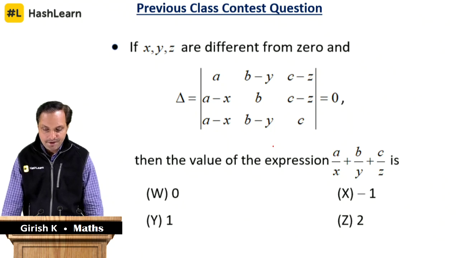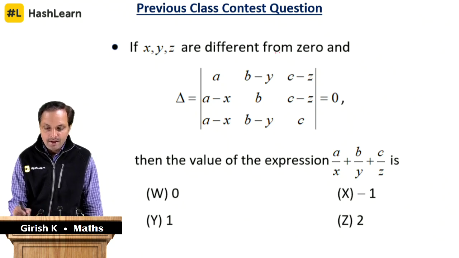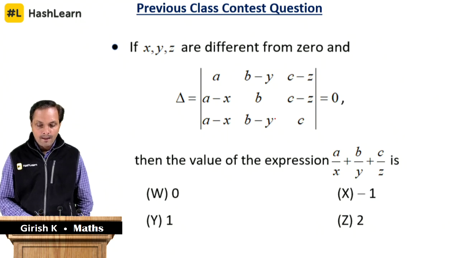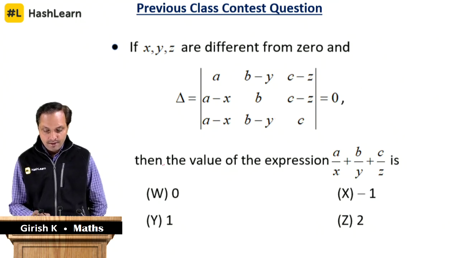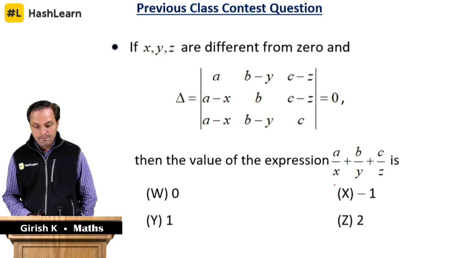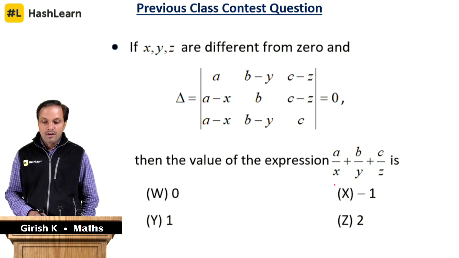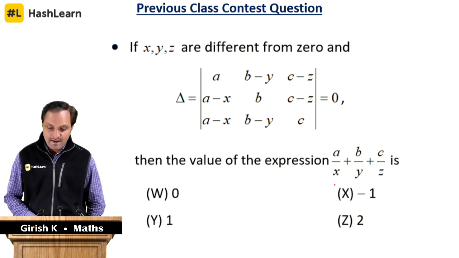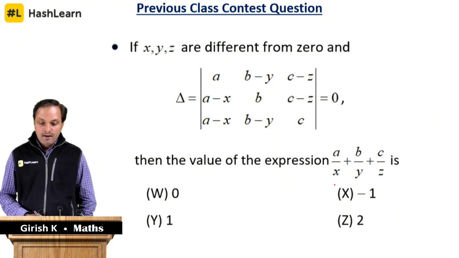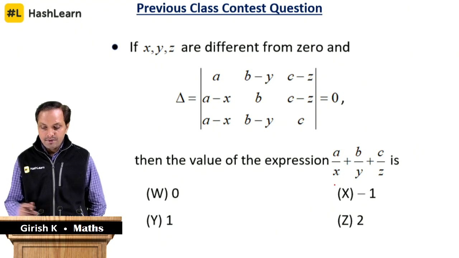So the value of the expression: x, y, z are different from zero and the determinant of these elements is also 0. Then the value of the expression A by x plus B by y plus C by z is equal to what? So you have to select the values of A, B and C in such a way that it should give you 0.